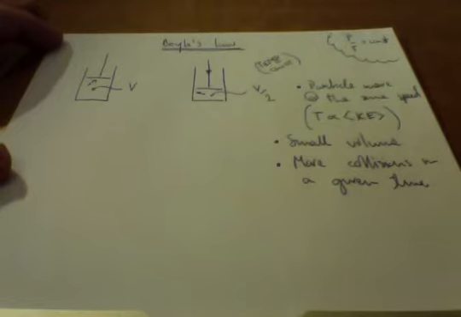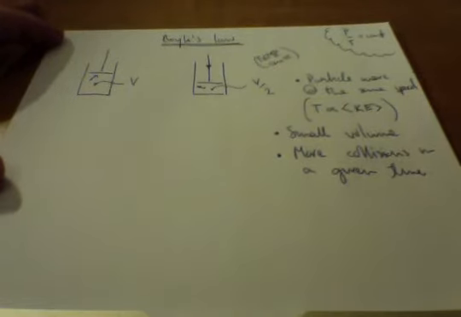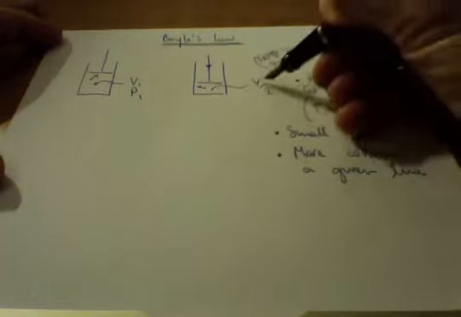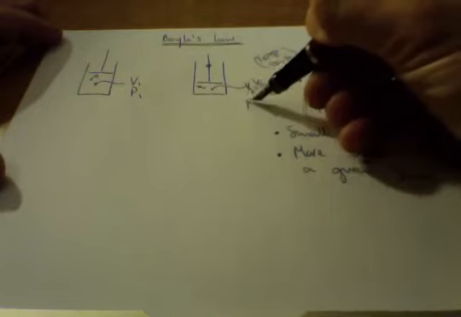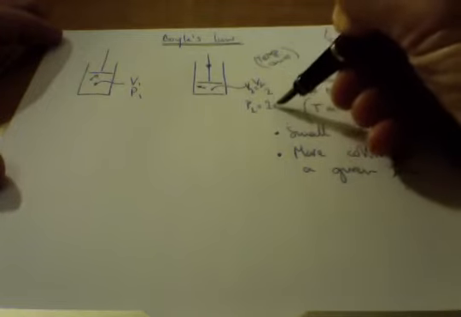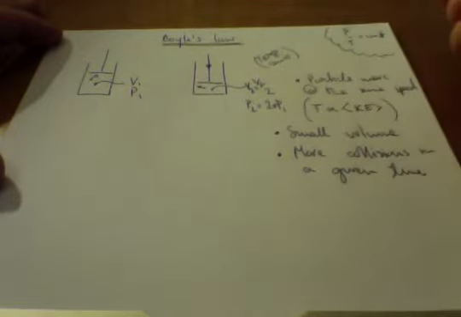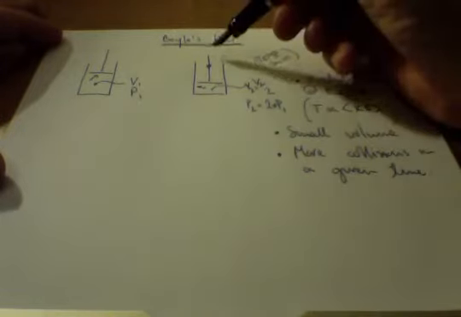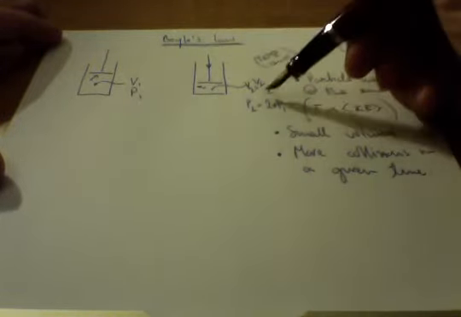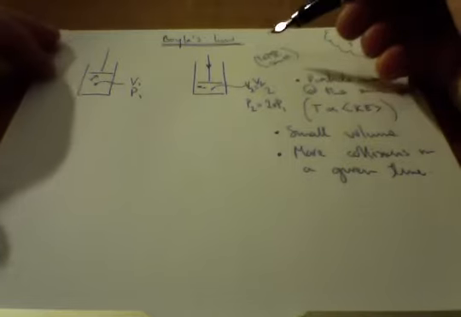And more collisions in a given time suggests to you, hopefully, that you have a higher pressure. If we start off with pressure 1, volume 1, then here the volume has gone down by half, so the new pressure must have doubled. So if you reduce the volume, you increase the pressure in turn.